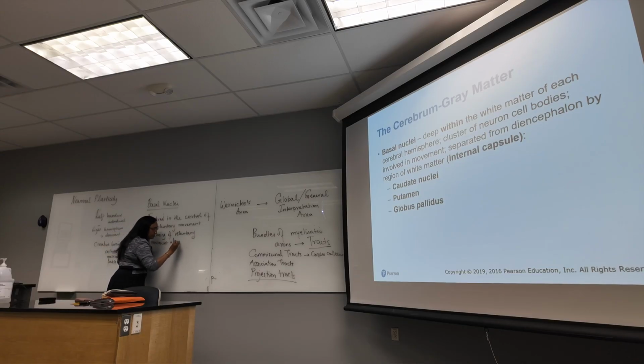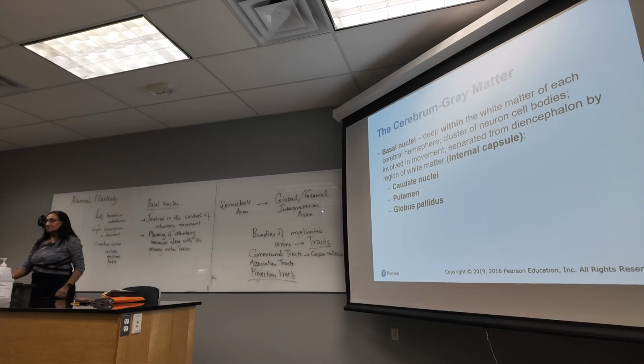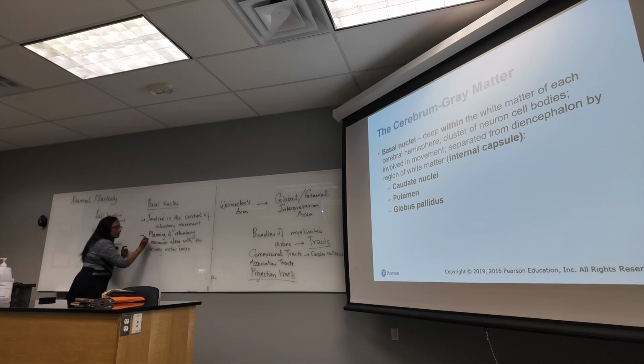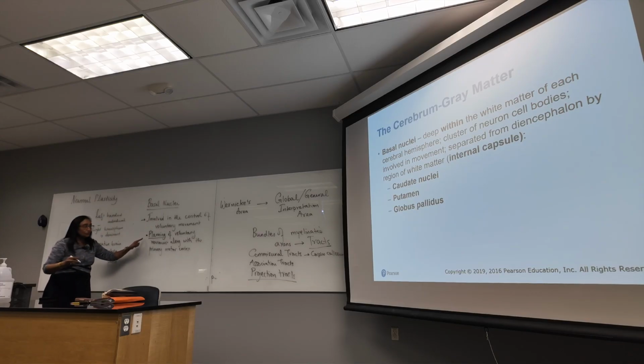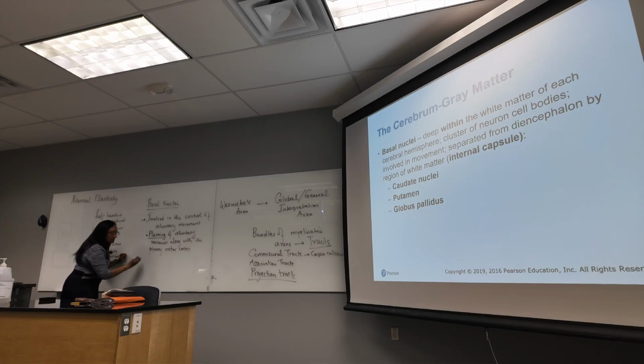Along with the primary motor cortex, they help to plan the movement. That is one. One function is plan. So this is actually under this, okay? Involved in the control of voluntary movement. What is that involvement? They help in planning the voluntary movement.